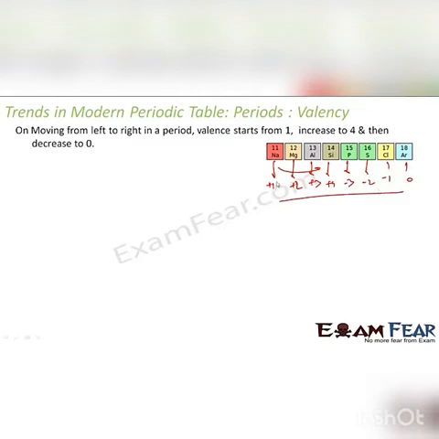So if you see, it started from 1, increased till 4, again went back to 0, because they are all inert gases and they have valency of 0. So this is how the valency behaves. From 1 to 4, then it goes back to 0.